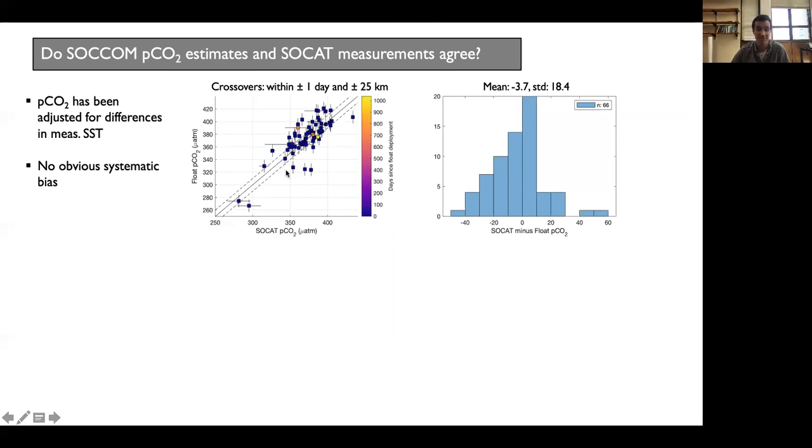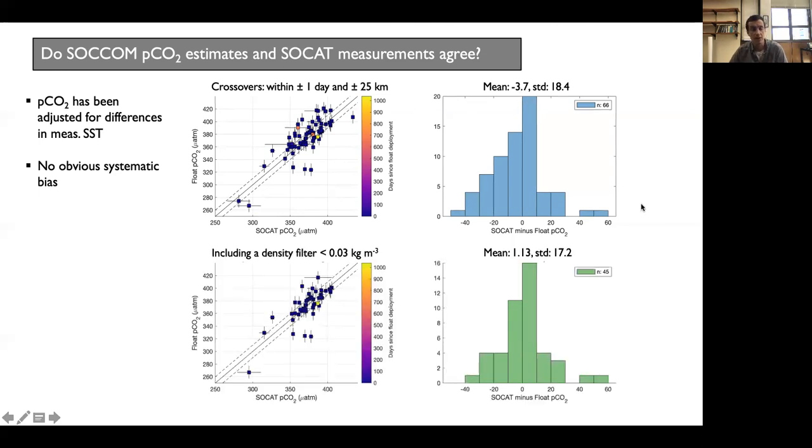This is just to illustrate that we really only have data from the deployments. We don't have too many long-term measurements. When you look at the histograms on the right, our mean is about 3.7. So floats are high of shipboard underway PCO2, but again, around 3.5 microatmospheres. And so that's consistent with earlier work.